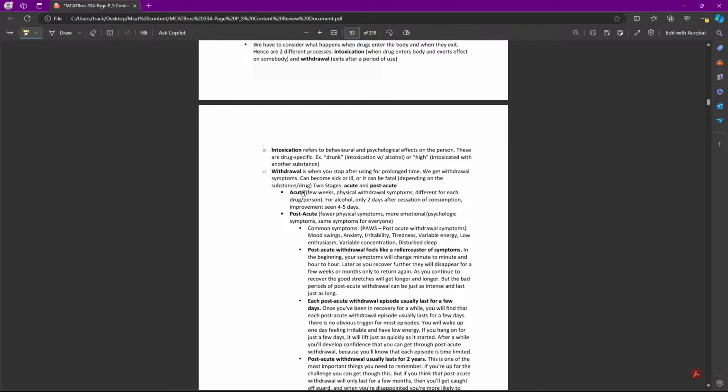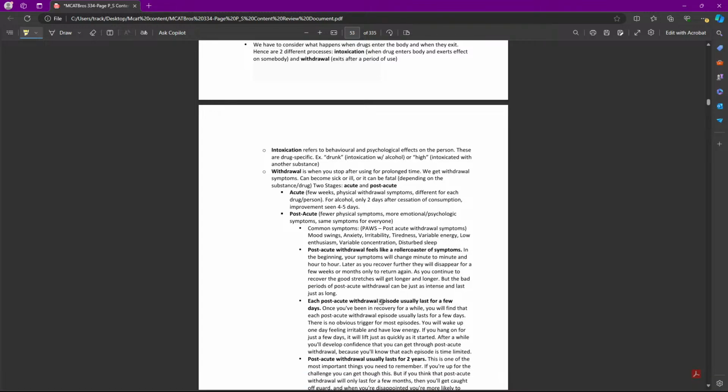Acute or post-acute. Acute is, for alcohol only, 2 days after cessation of consumption, with improvement seen at 4 to 5 days. Post-acute has fewer physical symptoms, more emotional. Post-acute withdrawal symptoms include mood swings, anxiety, irritability, tiredness, variable energy, low enthusiasm, variable concentration, disturbed sleep. So post-acute withdrawal feels like a roller coaster of symptoms. In the beginning, your symptoms will change minute to minute and hour to hour. Later, as you recover further, they will disappear for a few weeks or a month, only to return again.